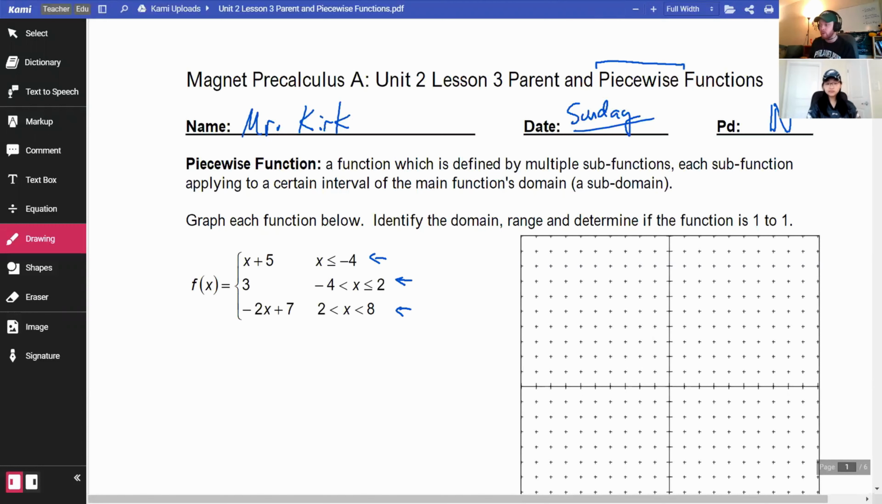One thing that you can notice right away is that we move up to -4 from the left-hand side in the domain. And then notice there's an equal sign here. This x plus 5 subfunction is associated with the number -4. The function 3 is not associated with -4. There's no equal sign. So that's something that we need to notice right away. Let's graph this thing.